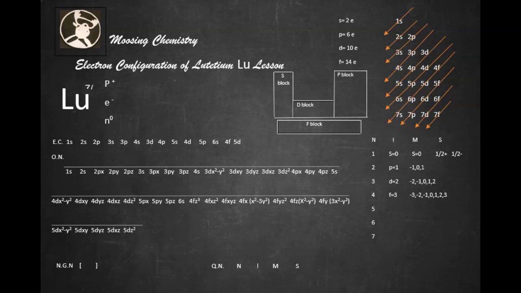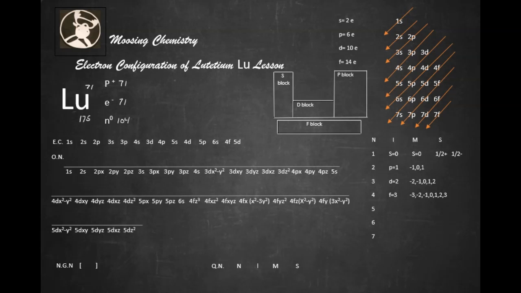And our atomic mass number is going to be 175. That means we have 71 protons, and since it's electrically neutral, we have 71 electrons. And our neutrons, we're going to have 104. We take 175 minus 71 to get 104.